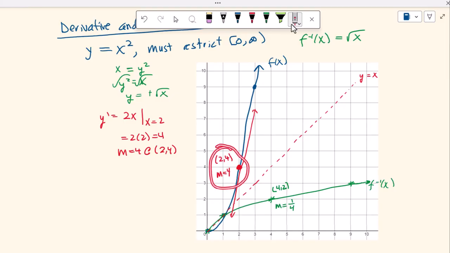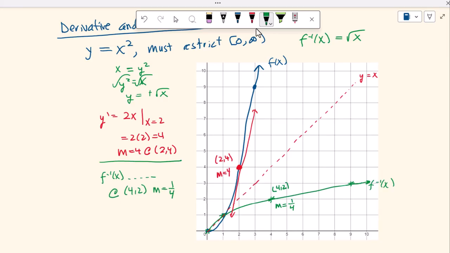Okay, notice the reciprocal: the points flip, the slopes reciprocate. So let's look at that. For f inverse of x, what I know then is at the reflected point for 2, the slope is 1/4. And I didn't even have to take the derivative of this function. That's just going to work every single time. So let's check it because I can actually take the derivative of it.